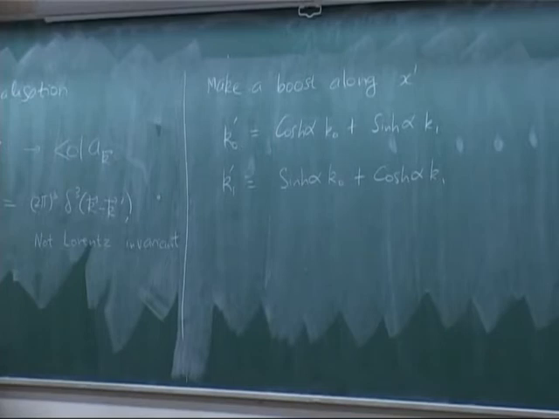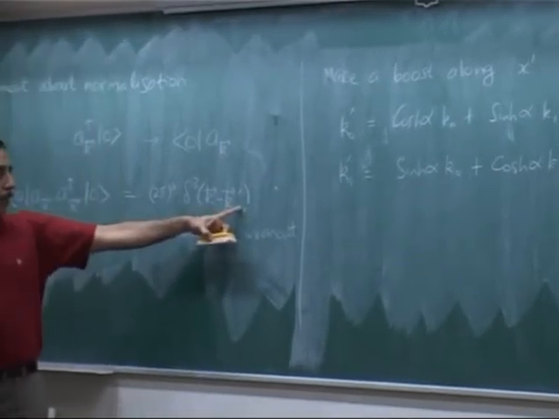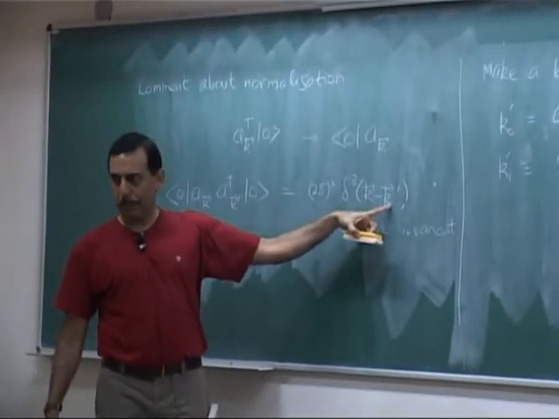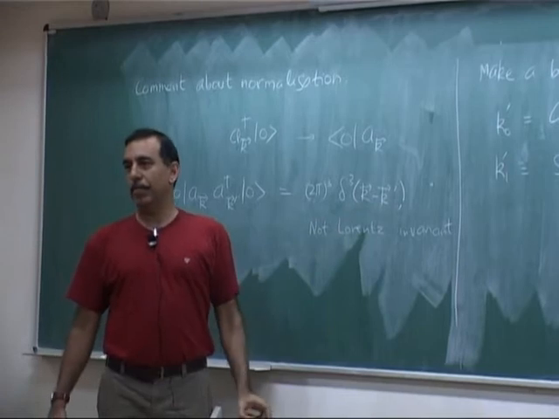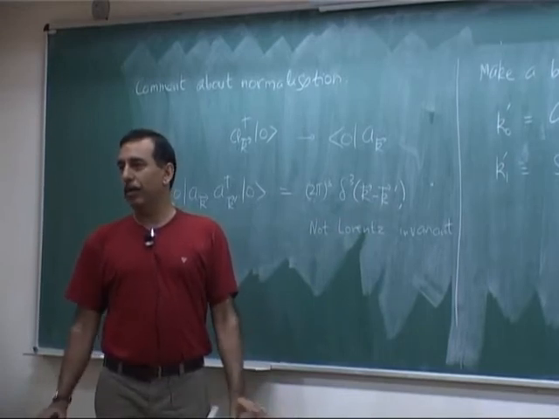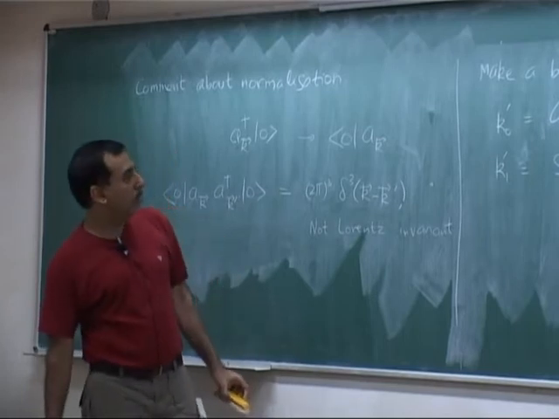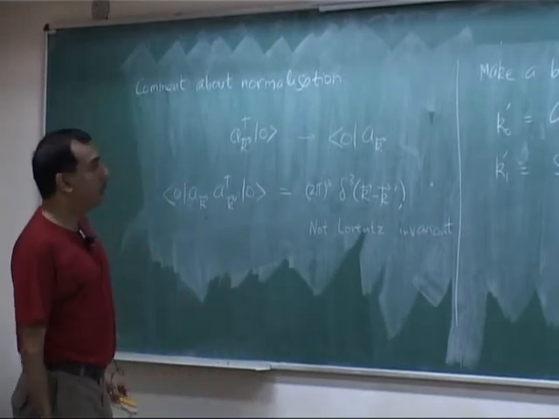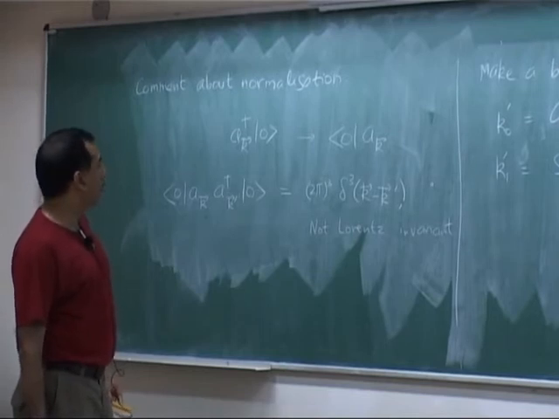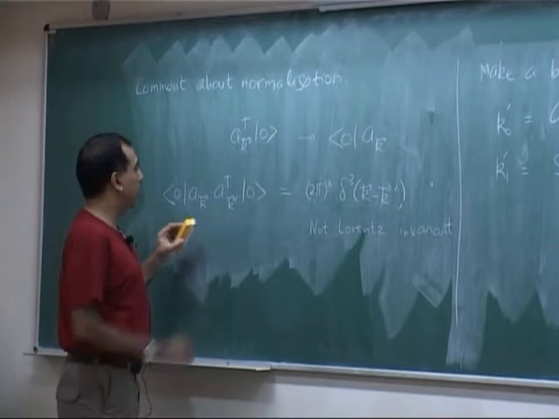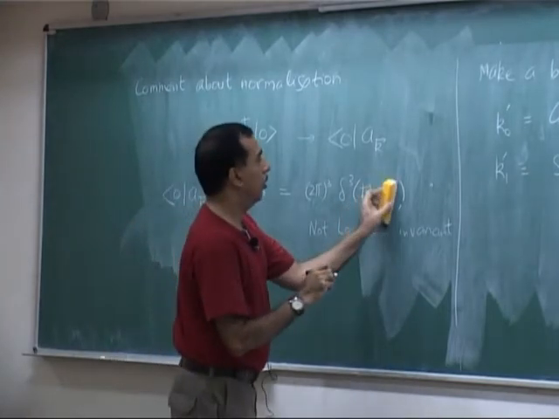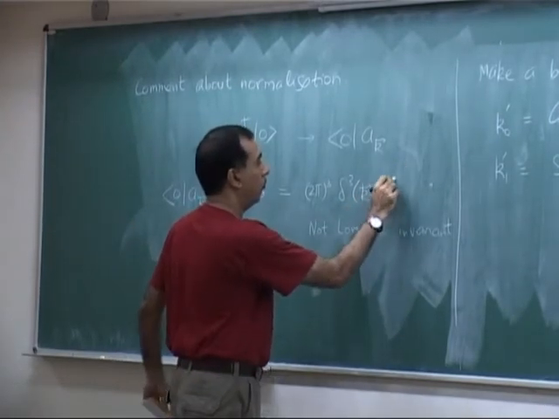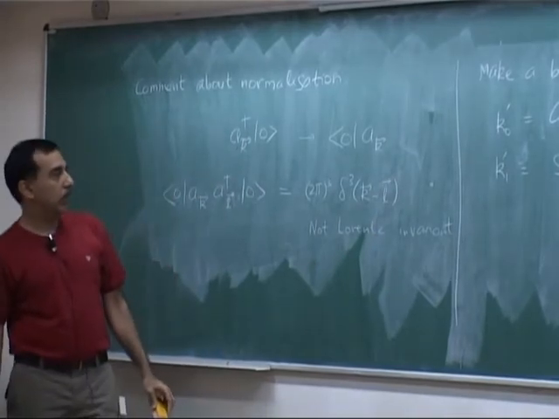Now why do I say delta 3 is not invariant? So, what is delta 3? It contains delta of k1 minus k1 prime times delta of k2 minus k2 prime times delta of k3 minus k3 prime. So, the last two factors I can forget about. Those are invariant. There are too many primes in this problem. This is very bad. Let's call this vector L. This is better.